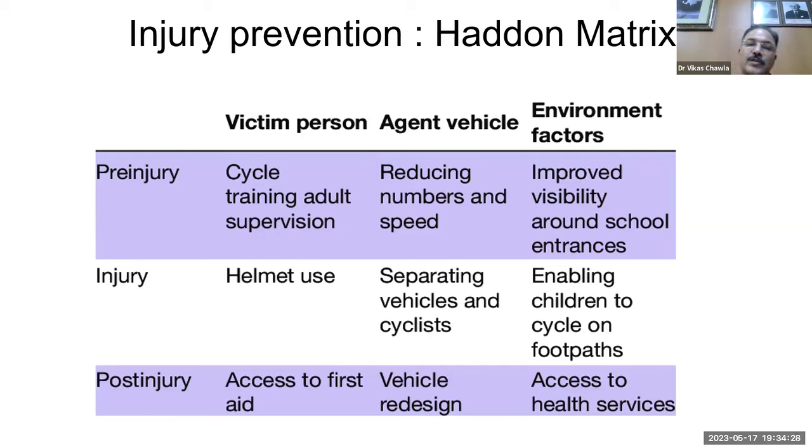What about when the child has got injured? Helmet use is important. For the agent, separating the vehicles and the cyclists. For environmental factors, enabling the children to cycle on the footpaths. What about post-injury? Access to first aid for the victim. For the agent, vehicle redesign should be thought of. And when we talk about environmental factors combined with post-injury, we should think of access to health services.